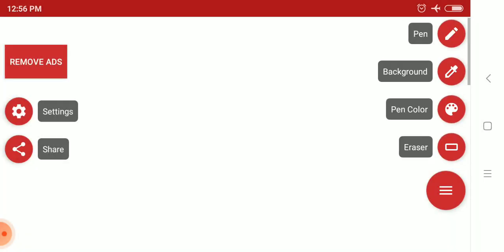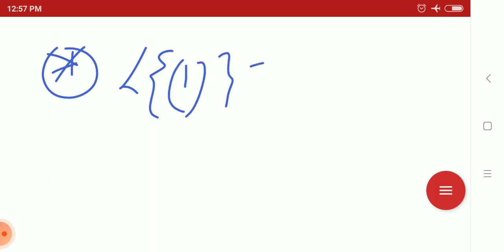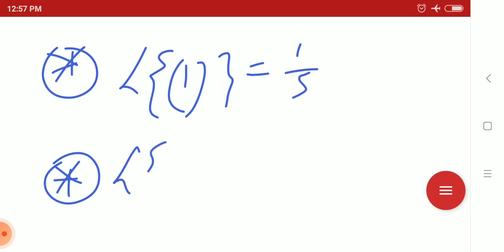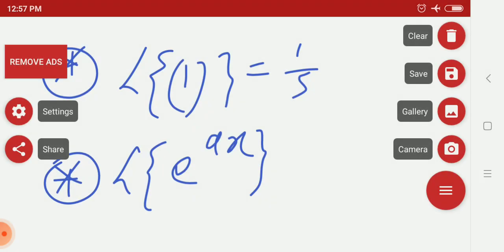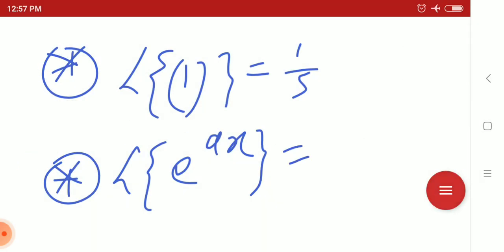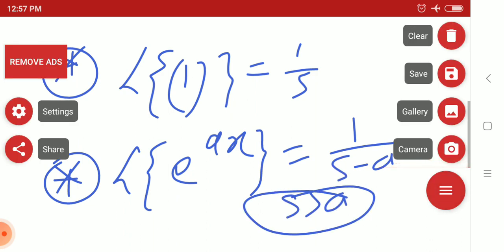Some important things about Laplace transformation: the Laplace transformation of 1 will be 1 by s. We will discuss that. So, important properties of the Laplace transformation: the Laplace transformation of e to the power ax. How will we discuss that? The Laplace transformation of e to the power ax will give us 1 by s minus a, where s is greater than a. How can we find that?